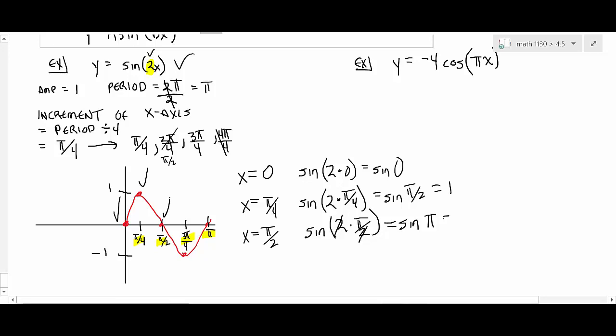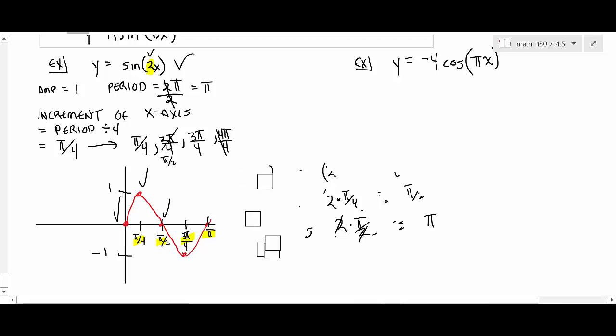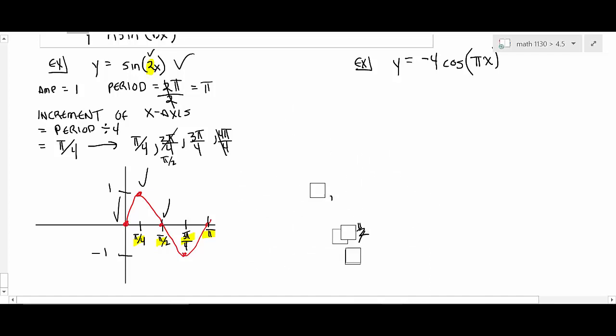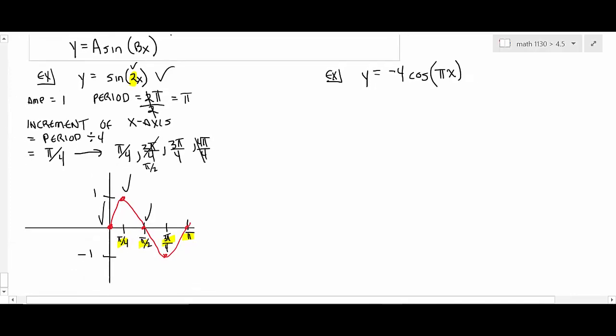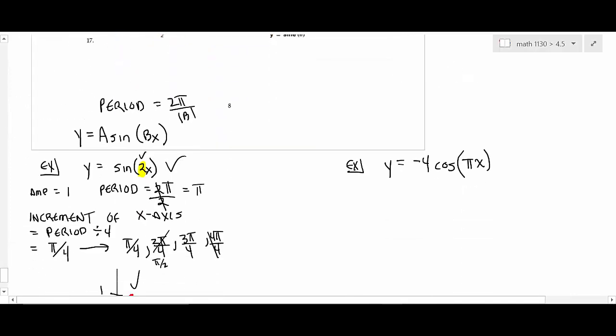Okay, and you can always tell you're right by checking any point you have on your graph and plugging it in, and it should work. Okay, so that's the way you handle something if it has a period change. Okay, let's do one more like that. And then I want to probably do one more where we try to put it all together here, and then that'll finish us up here.